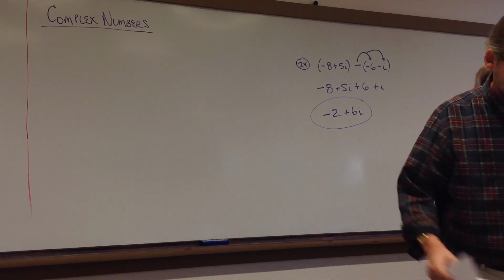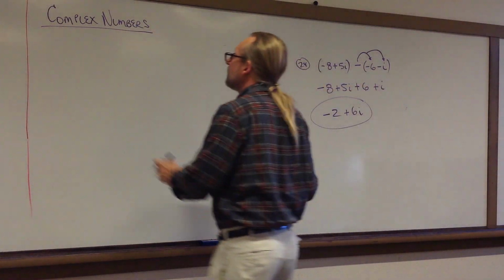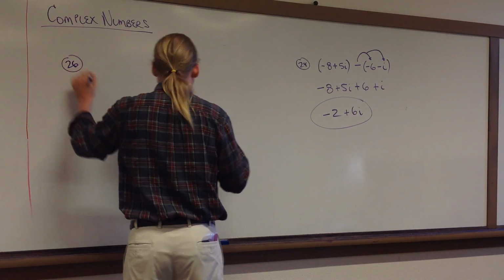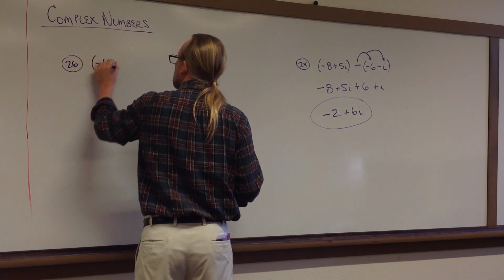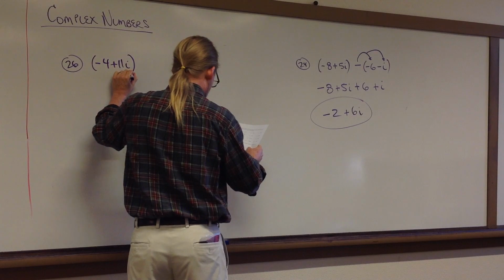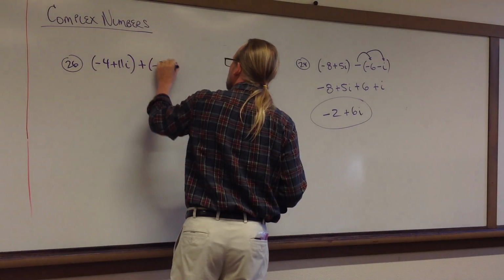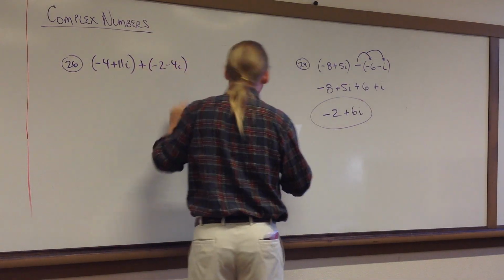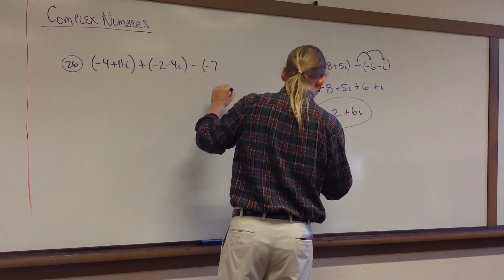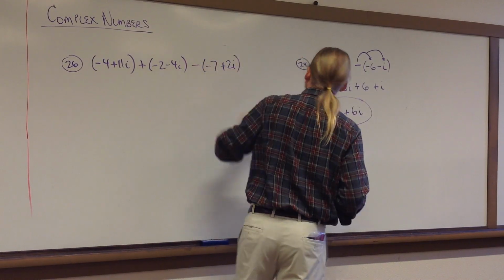All right. Problem 26 is a little bit more involved. Here we've got 3 complex numbers. Negative 4 plus 11i. And then we're going to add negative 2 minus 4i. And then subtract negative 7 plus 2i.